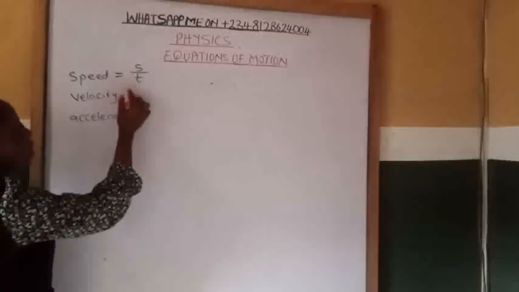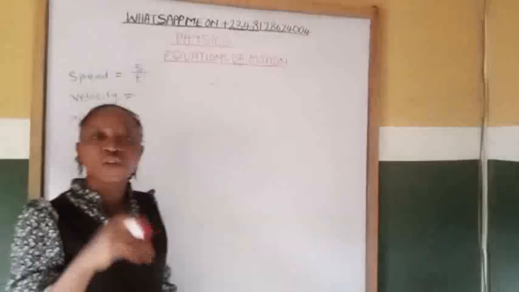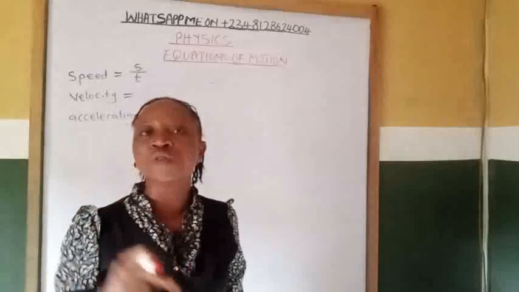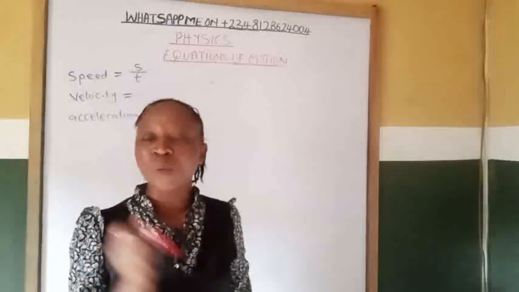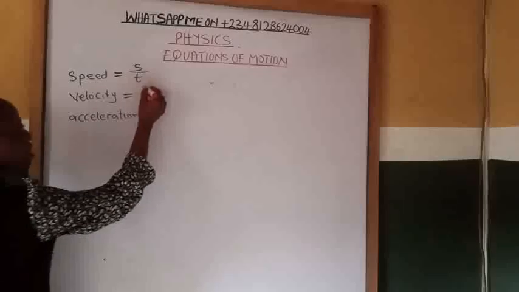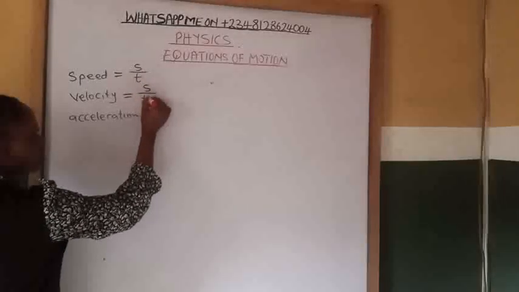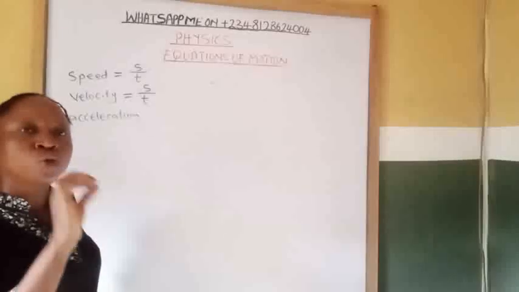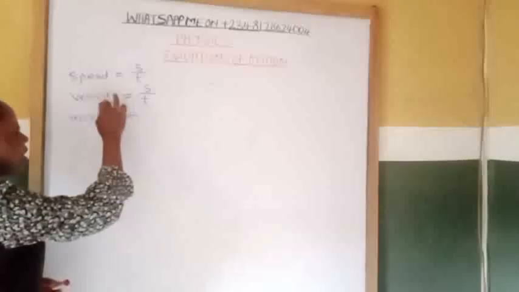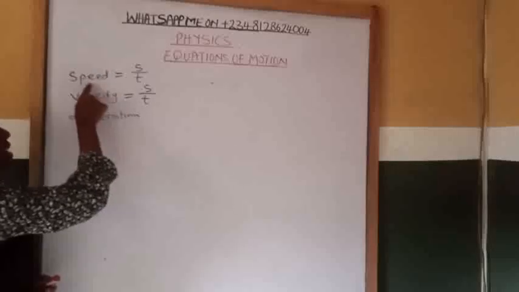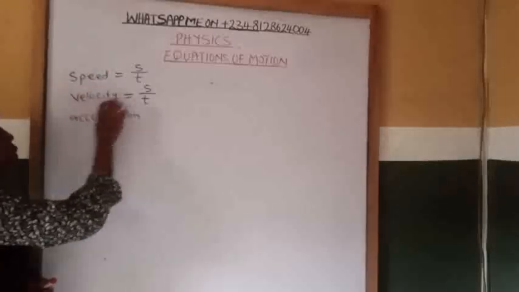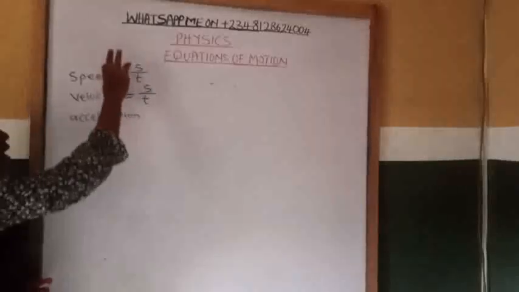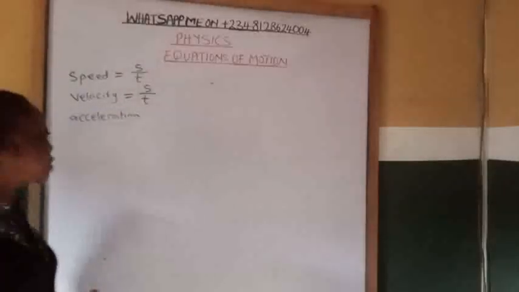Then what is velocity? Velocity is also the rate of change of distance with time taken, but in a specified direction. So let me use a simple illustration to state the difference between speed and velocity. Speed can be used in place of velocity, but how can we differentiate between a statement talking about velocity and a statement talking about speed?